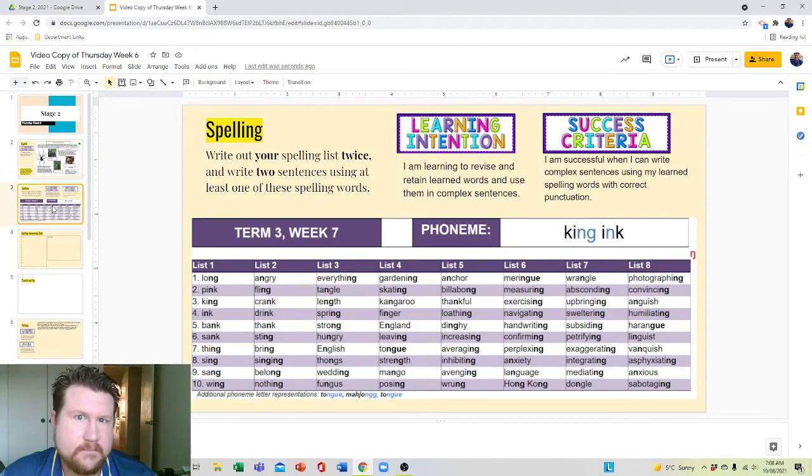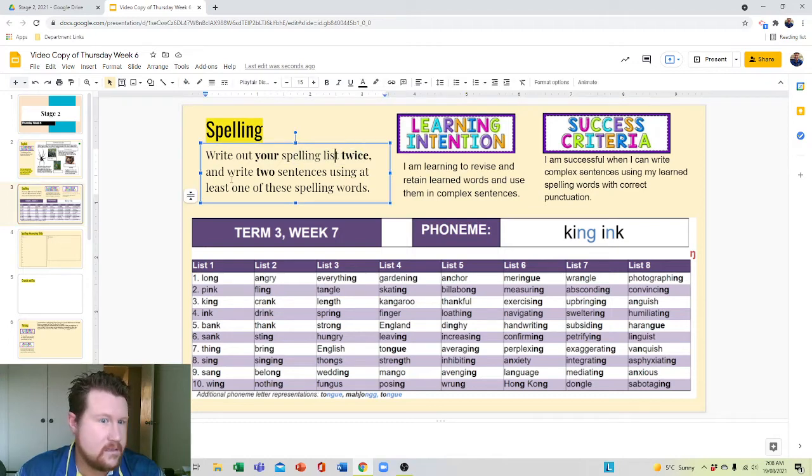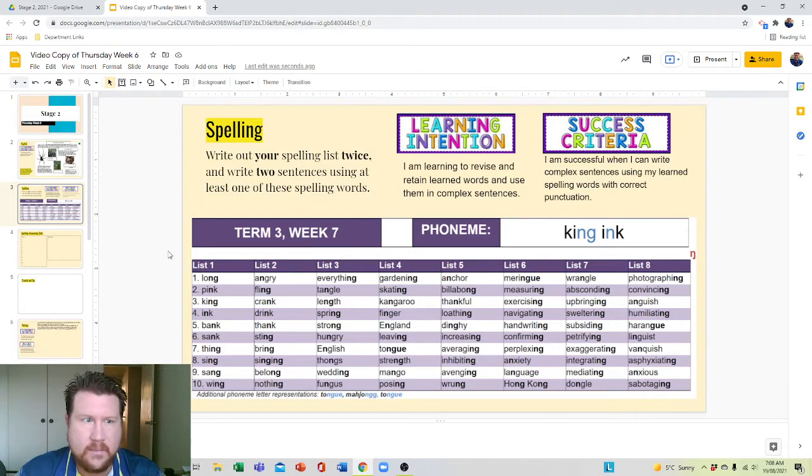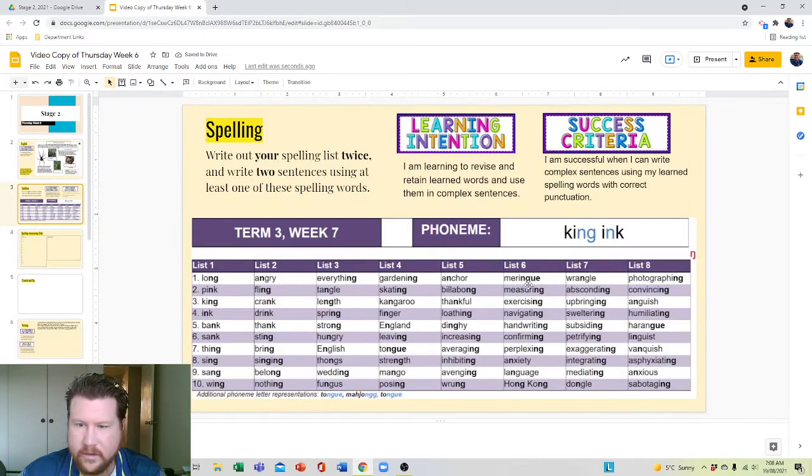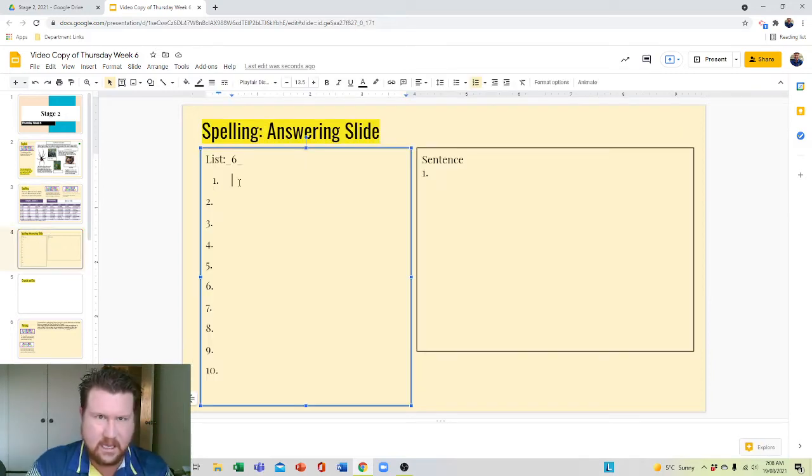Then we go to spelling. You're writing a list out twice today, but you're writing 2 sentences using at least one of these spelling words. So we're lowering it down for you, but make sure, again, put the list number in. Write them out twice. Start with a space bar. Listen. Hear that? That's me hitting the space bar. Type in your word. Meringue. Meringue. Is that a type of cake?